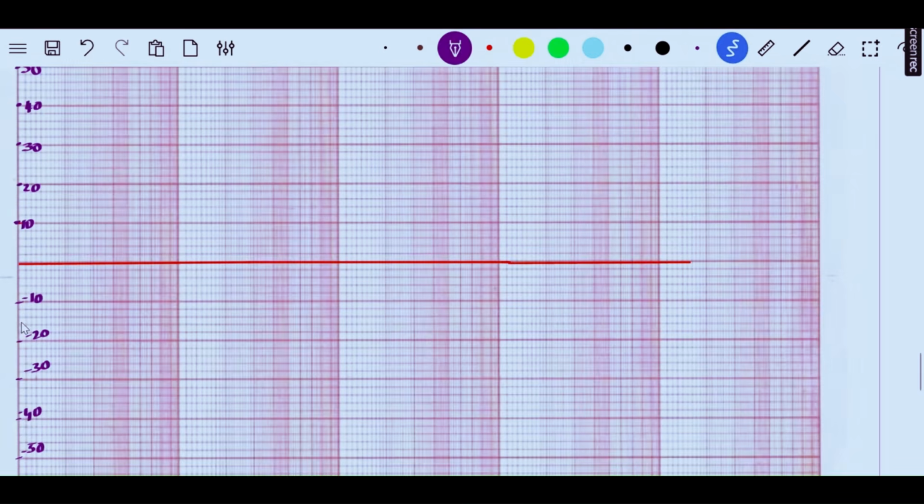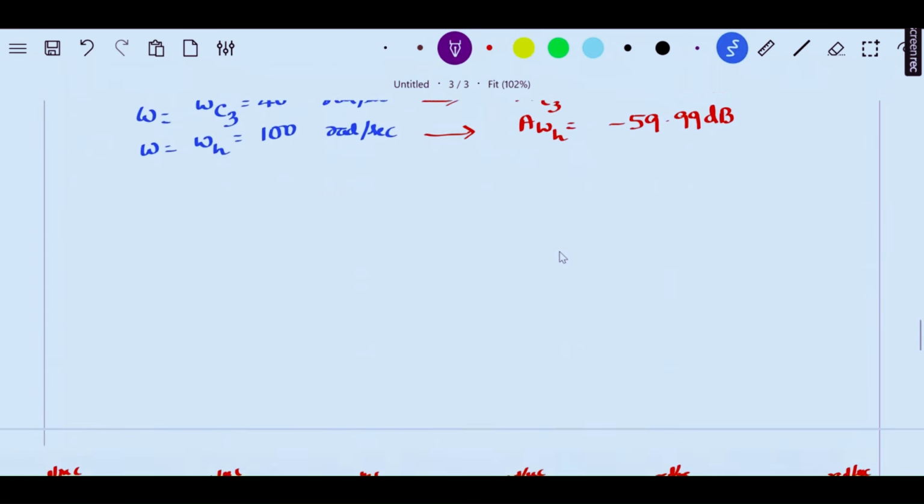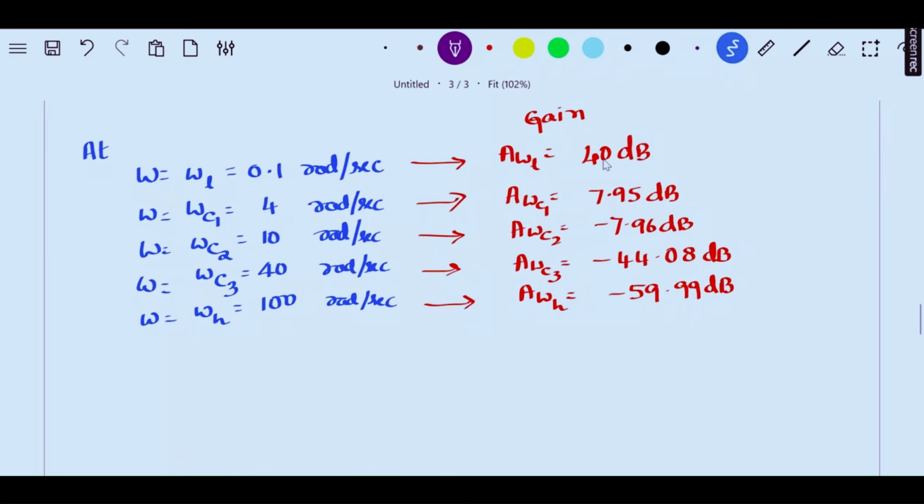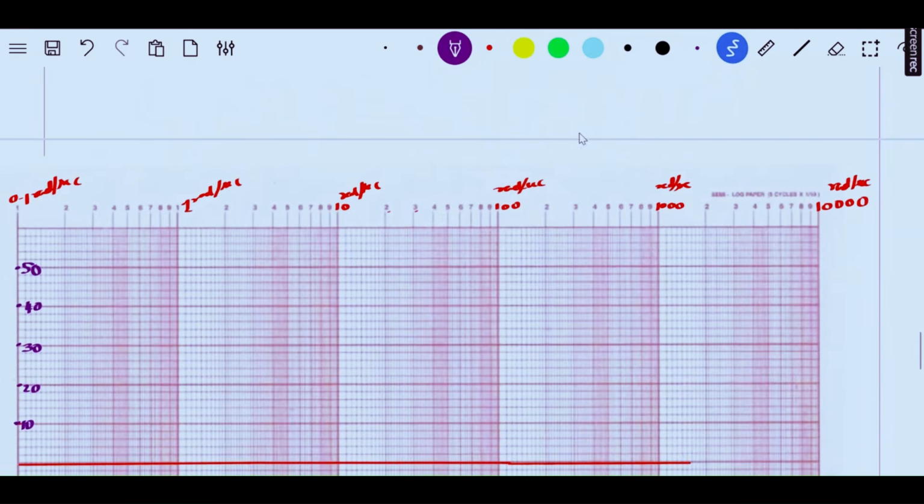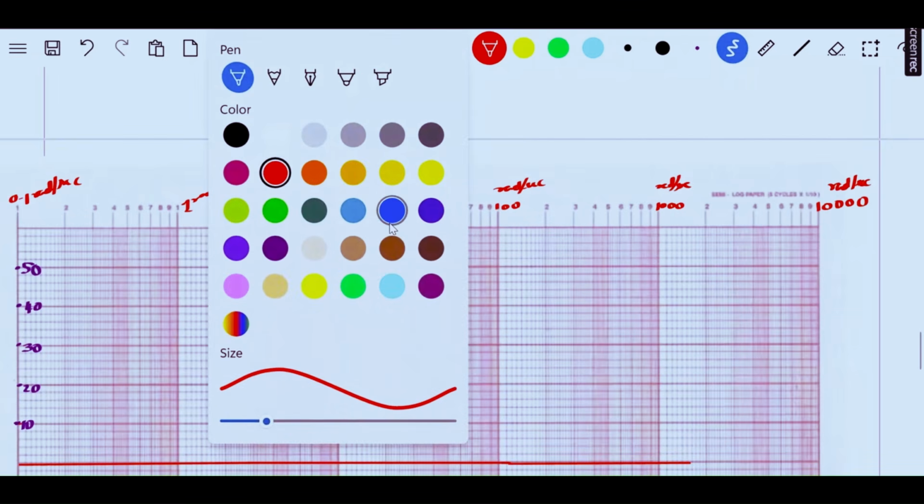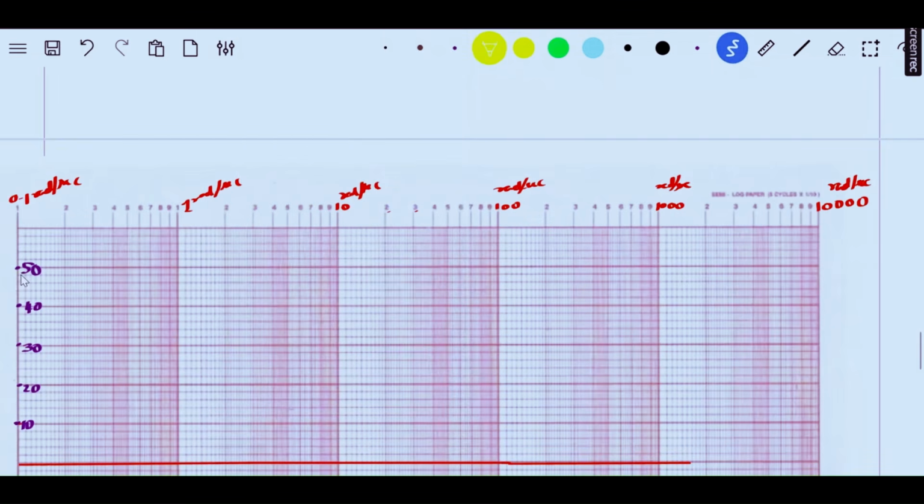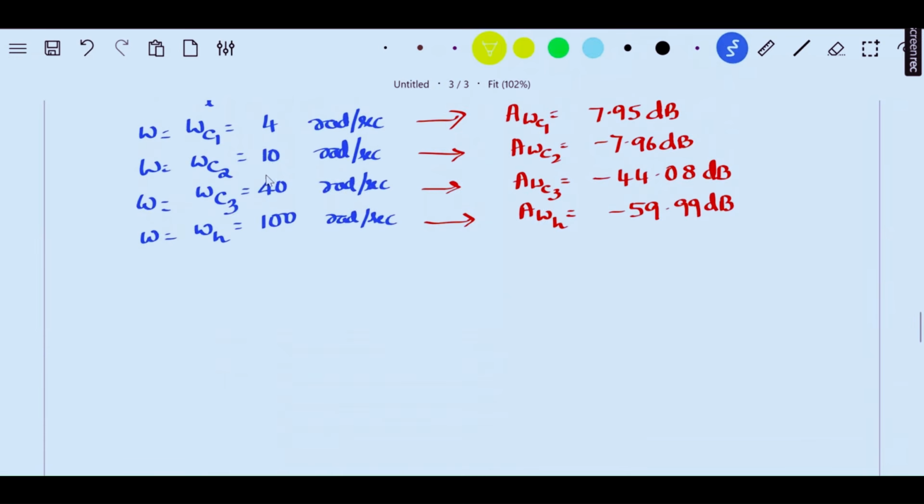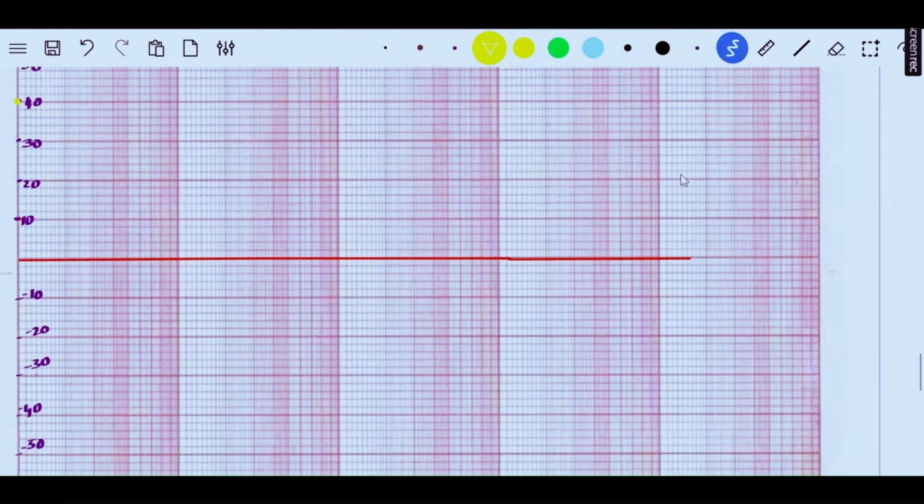Okay, now I told you this is 0.1 radians per second. At 0.1 radians per second, my amplitude is 40 dB. So therefore I'll mark 40 dB at that particular point. So at 0.1 it is 40 dB. Now my next corner frequency is omega C2, where it is 10 radians per second. The amplitude is minus 7.96 dB.